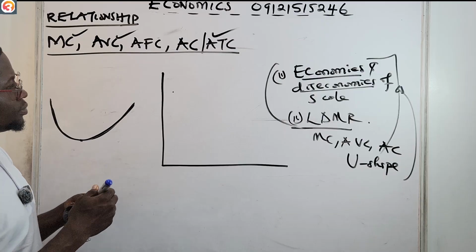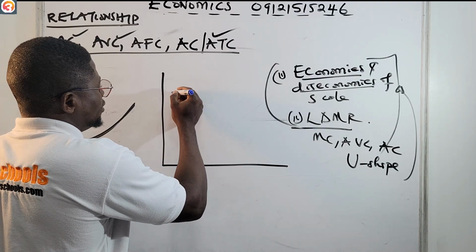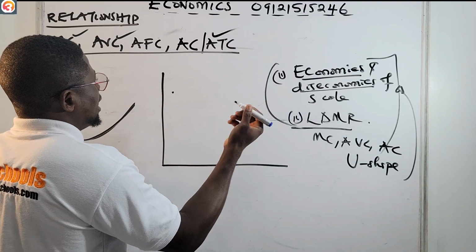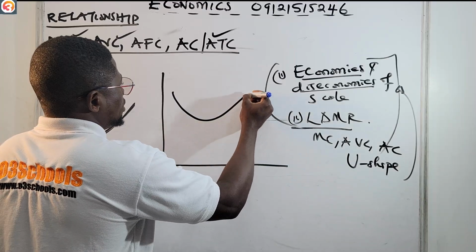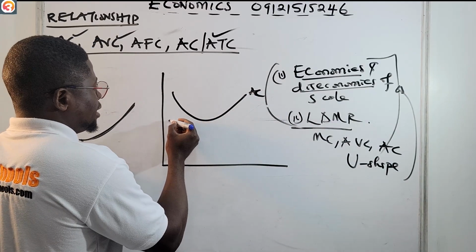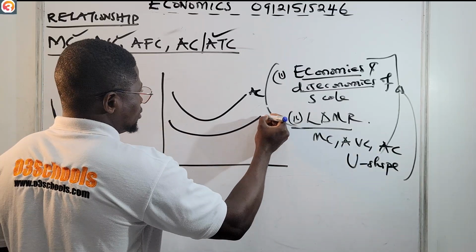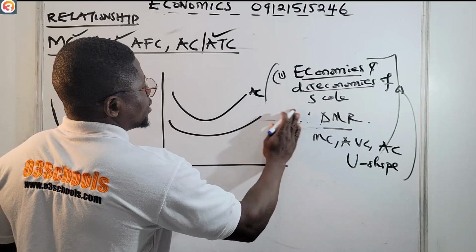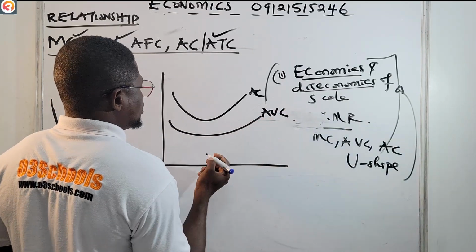All right, so now this is the curve. Let me draw the curve for the average cost. Let us say it's like this. This is average cost. These are sketches anyway. Then let's say this one also is the average variable cost.